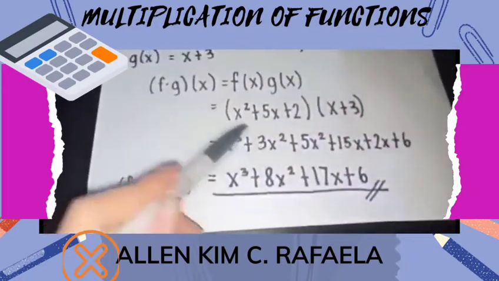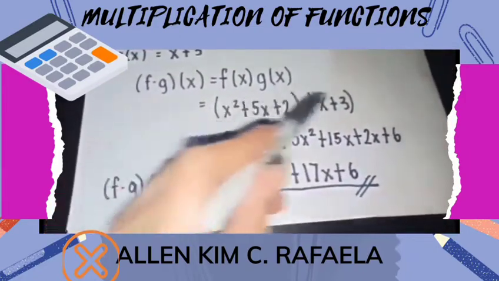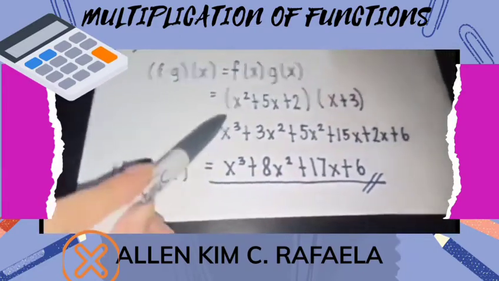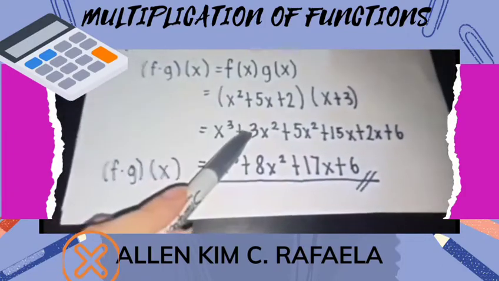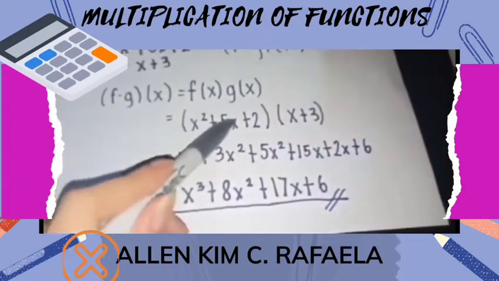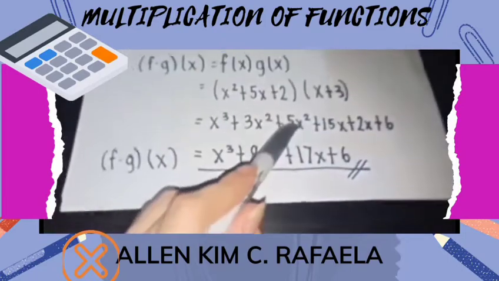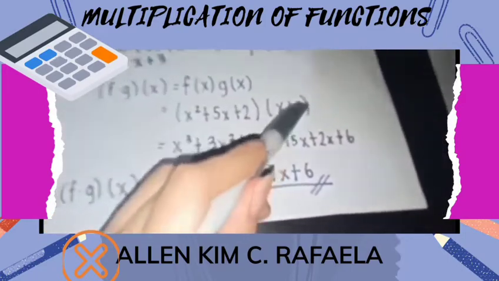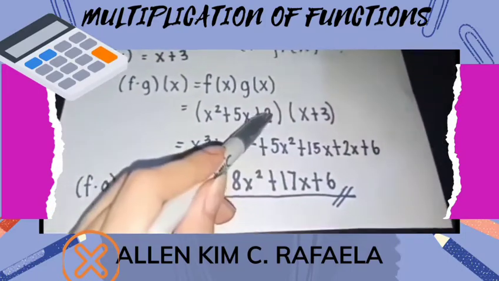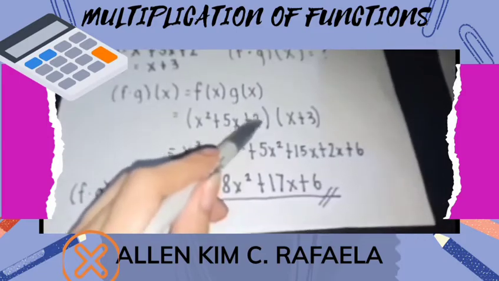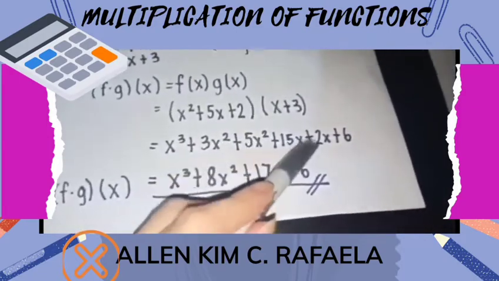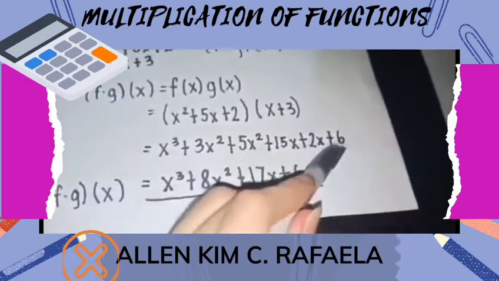And first, we're gonna distribute the first term. x squared times x is equals to x cubed. x squared times 3 is equals to 3x squared. Now the second term, 5x times x is equals to 5x squared. 5x times 3 is equals to 15x. Lastly, the last term, 2 times x is equals to 2x. 2 times 3 is equals to 6.